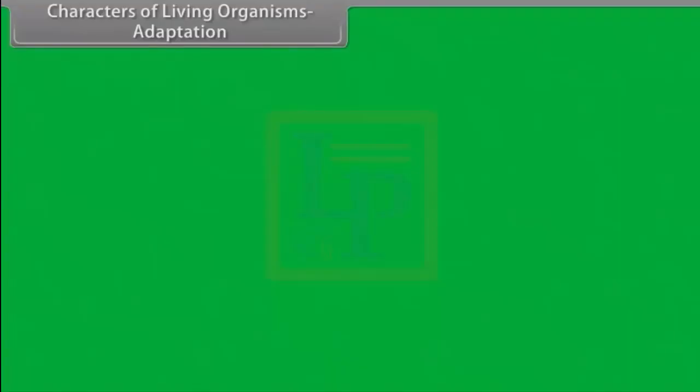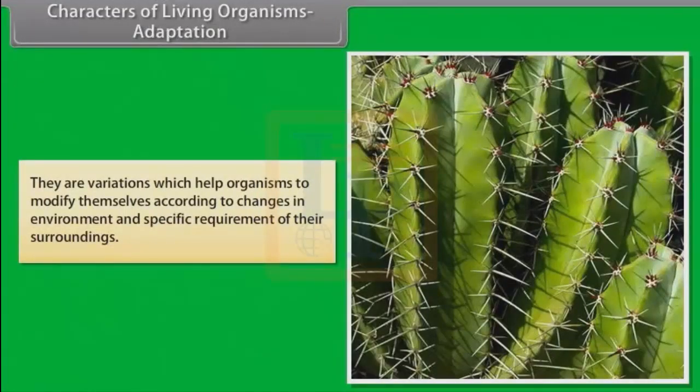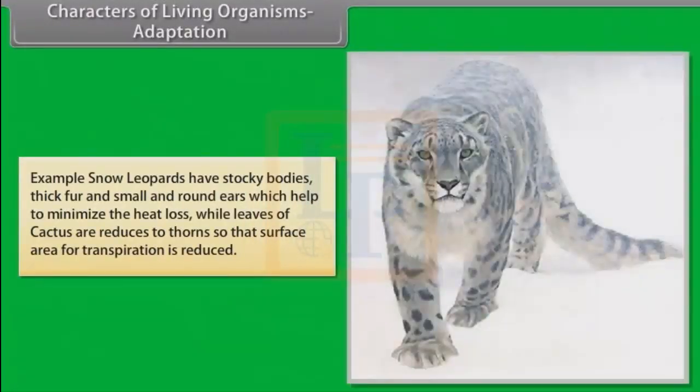Characters of living organisms. Adaptation. They are variations which help organisms to modify themselves according to changes in the environment and specific requirements of their surroundings. Example: snow leopards have stocky bodies, thick fur, and small, round ears, which help to minimize heat loss, while leaves of cactus are reduced to thorns so that the surface area for transpiration is reduced.